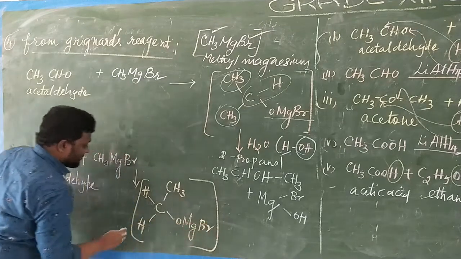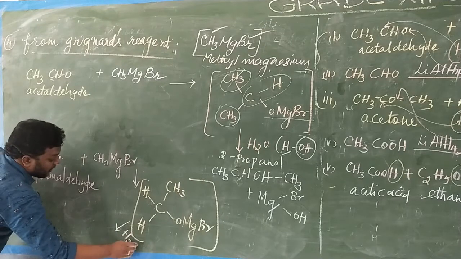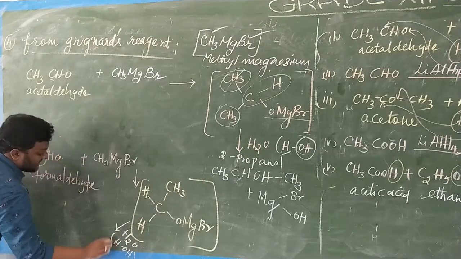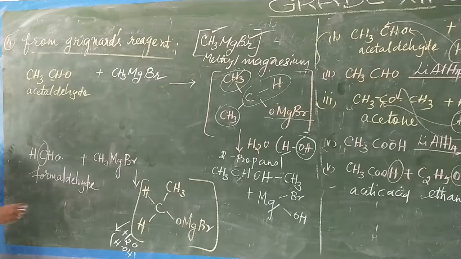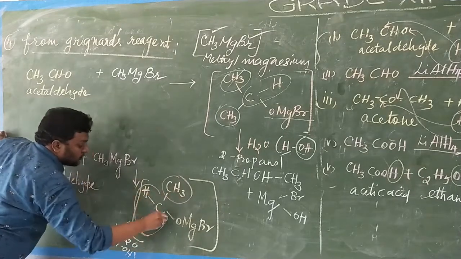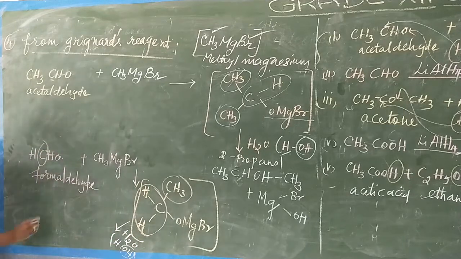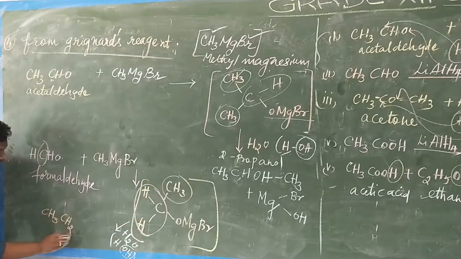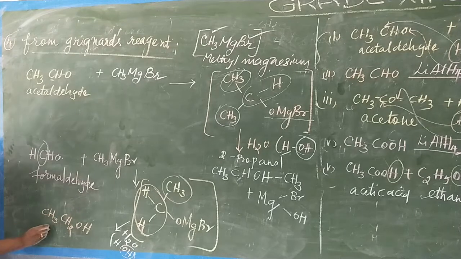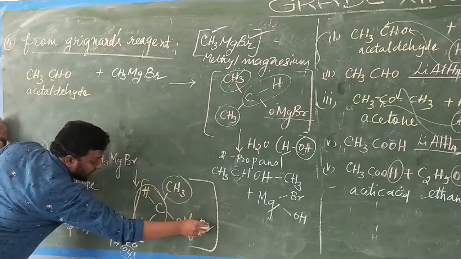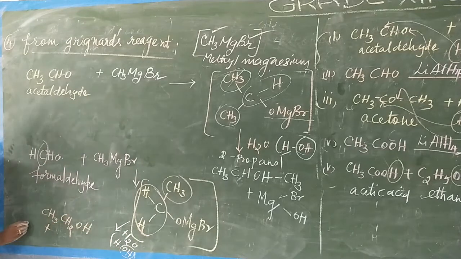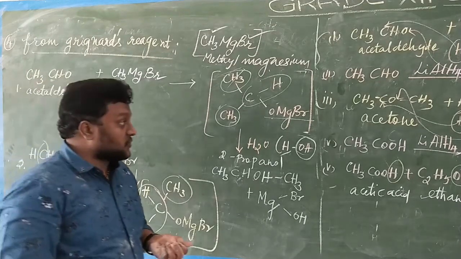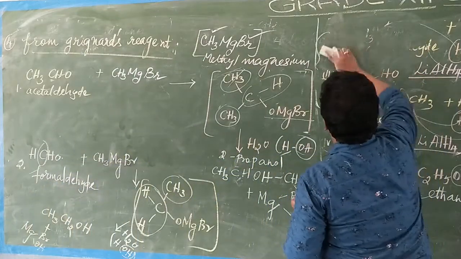This, on further hydrolysis with water. Now what do I have to do? I have to hydrolyze with water. Water will get split as H and OH. Now, what is the product? CH3, CH2, then this OH, the alcohol residue. CH3CH2OH will be produced, plus the byproduct MgBrOH. This is the first reaction; the second and third reaction is with acetone itself. That also we will see now. Third reaction.